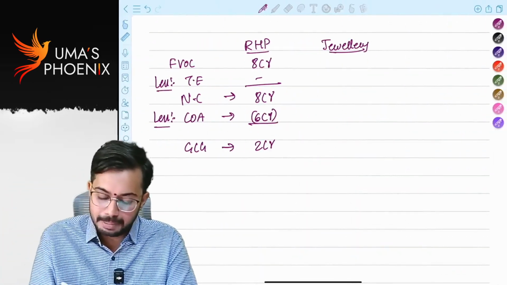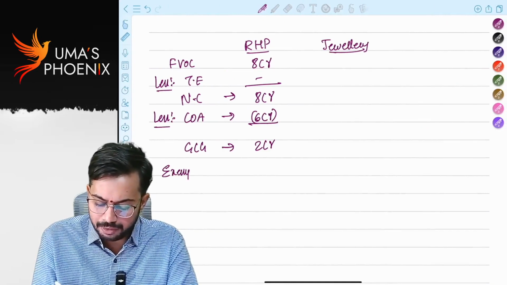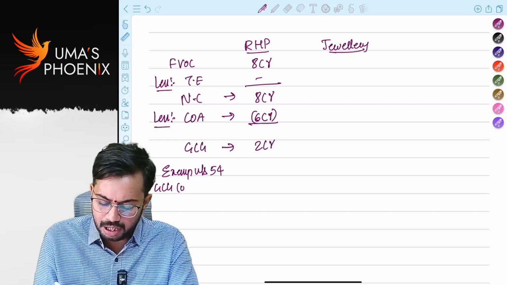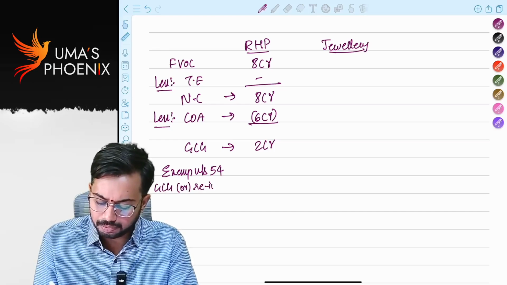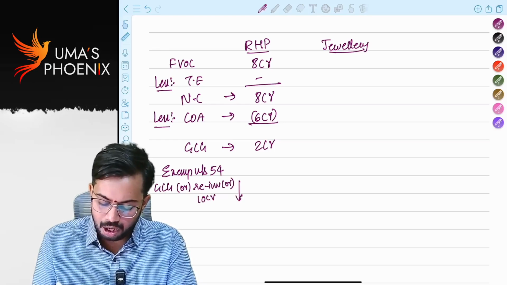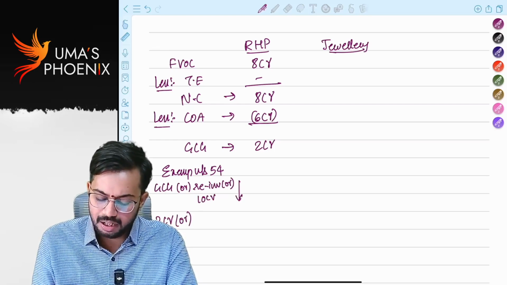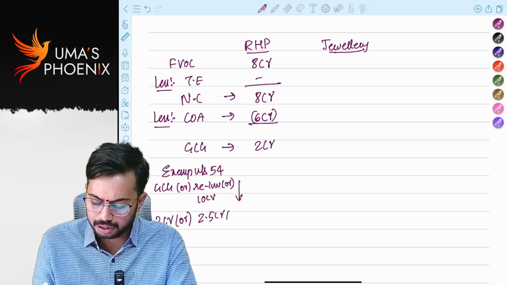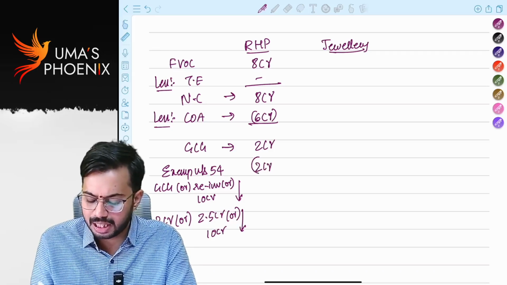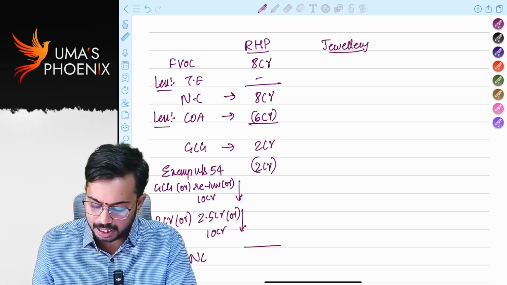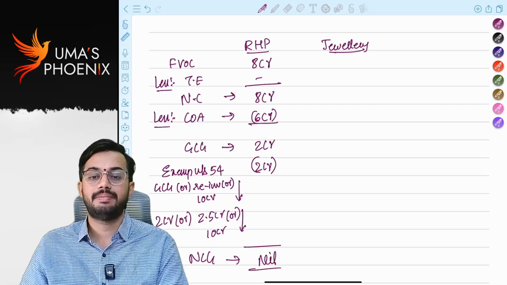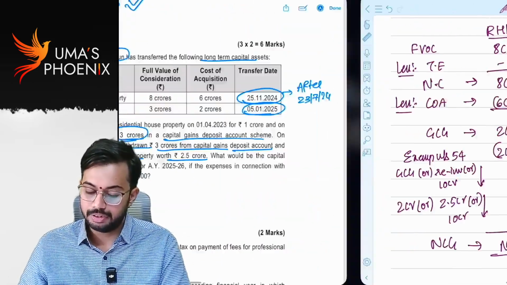So exemption under section 54 is equal to gross capital gain or reinvestment or 10 crores, whichever is lower. Gross capital gain 2 crores, reinvestment 2.5 crores or 10 crores, whichever is lower means 2 crores is eligible for exemption and net capital gain is nil. Are you able to understand? Is it clear? Next, jewelry.